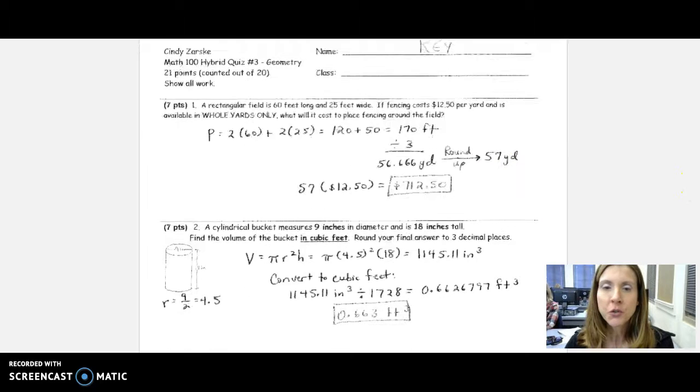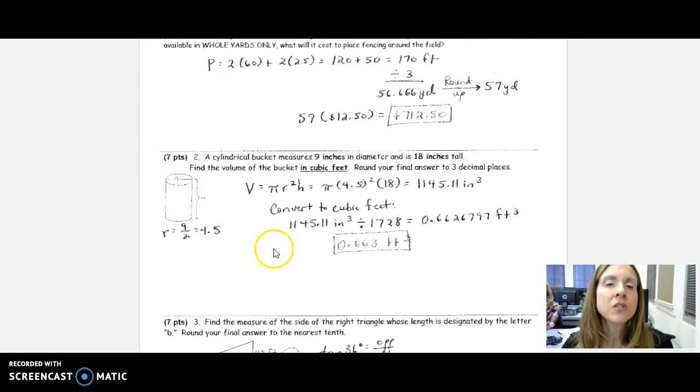Problem number 2. Two issues on problem number 2 were, first of all, that to use the cylinder formula, you need the radius, not the diameter, and it's the diameter that's shown in the problem. So you had to divide it by 2. A lot of you tried to do that, but got an answer of 3 instead of 4.5. 9 divided by 2 is 4.5. That was the R that needed to go in here.